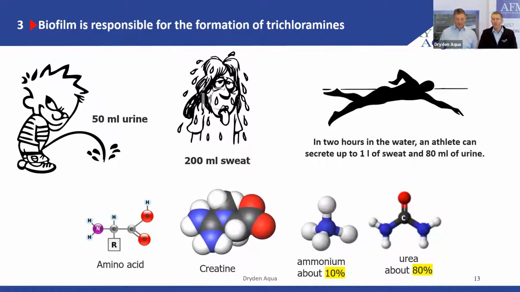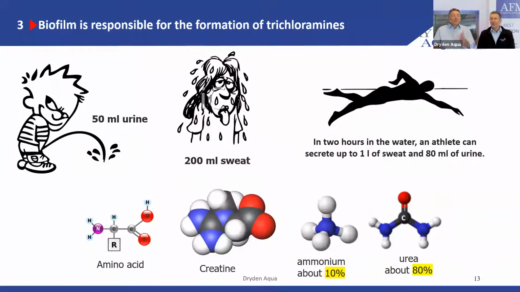Good. Okay. So let's start with what bathers, swimmers bring into the pool. We all bring an average of 50 milliliters of pee. We bring in sweat. If you use a pool as an athlete, you sweat up to 1 liter actually. And you can call us athletes, so we are above the average, even if we are not training for 2 hours.